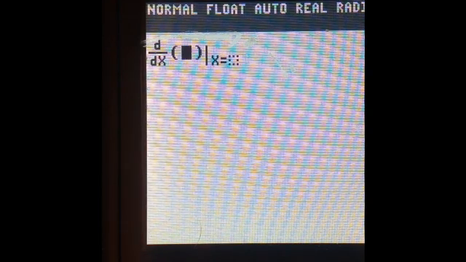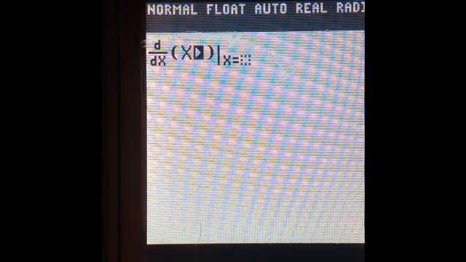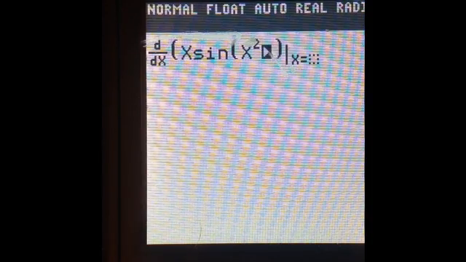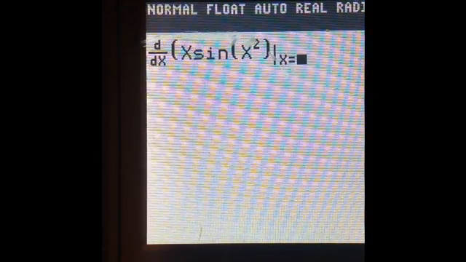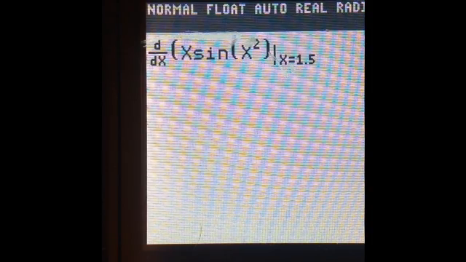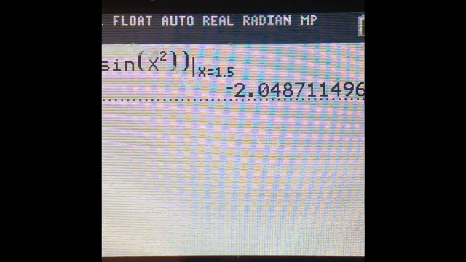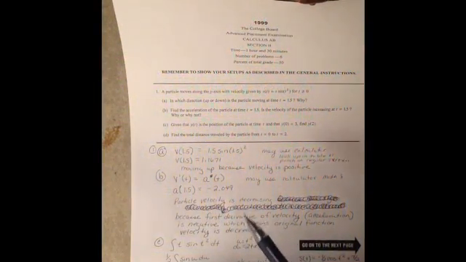And of course, we're going to use x. Then we're going to type x times sine of x squared, and you tell it 1.5. You're going to get negative 2.049 if you round. So we know the particle velocity is decreasing because the first derivative of velocity, which is acceleration, is negative.